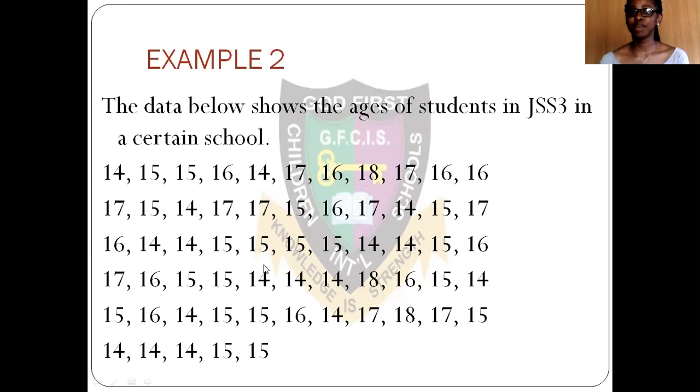Let's look at another example. The data below shows the ages of students in JSS3 in a certain school. These are ages of students in JSS3 class in a certain school. We have 14 years, 15 years, 16 years, 17 years, 18 years. And this is raw data. So we want to put it in a frequency table.